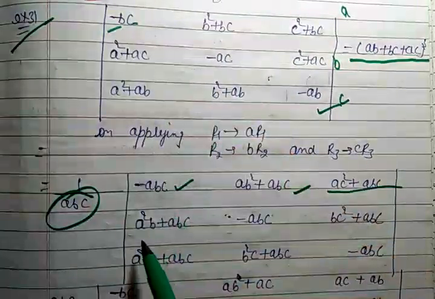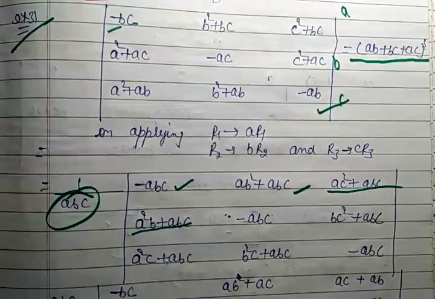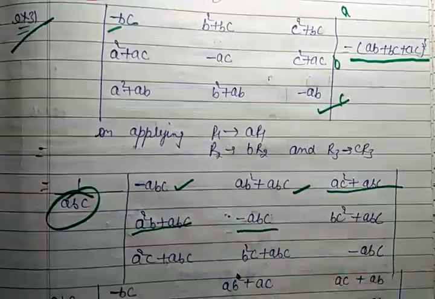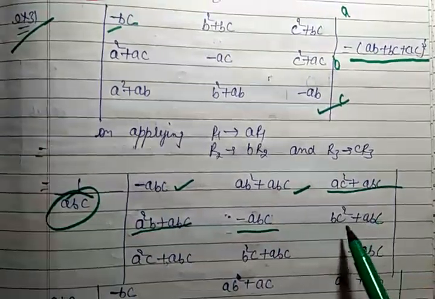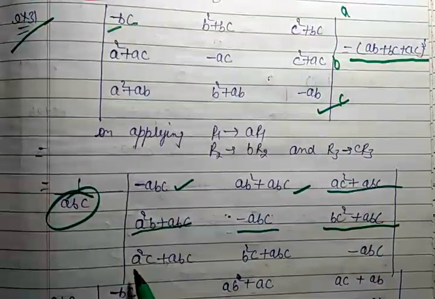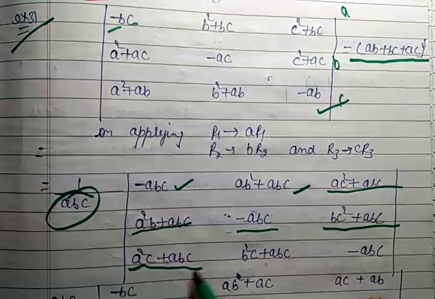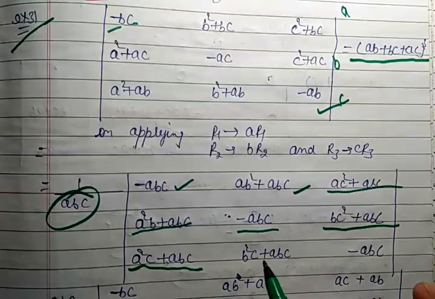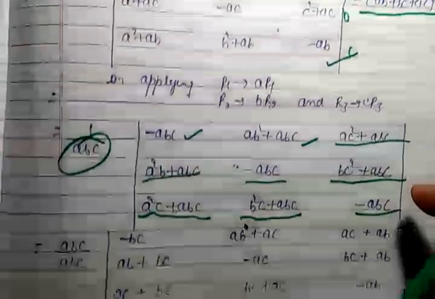Now in the second row we multiply by b, so it will be a square b plus abc, minus abc, and bc square plus abc. And in the third row we multiply by c, so it will be a square c plus abc, and b square c plus abc, and minus abc.